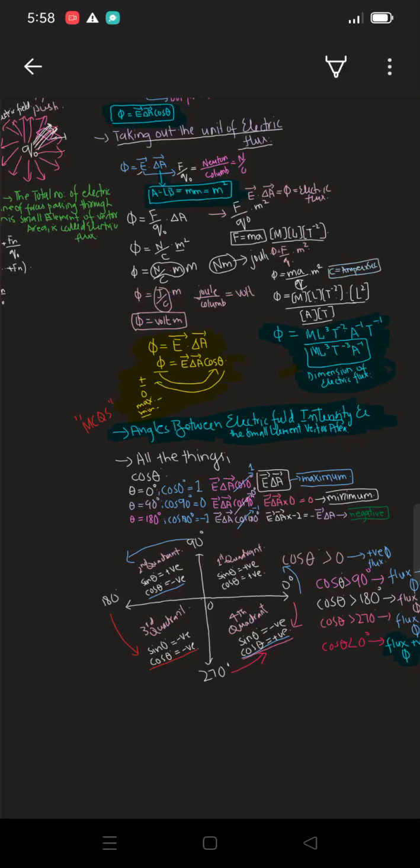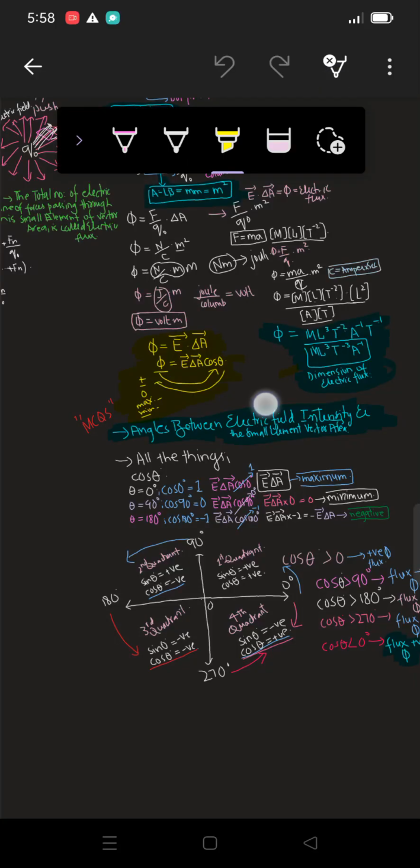Okay, so in the last video we discussed the angle between the electric field intensity and the small element of vector area. Since electric flux is the dot product of the electric field intensity and the small element of vector area, when we remove the dot between these two vector quantities, we get a cos theta function. So we have to find the angle between the electric field intensity and the small element of vector area.